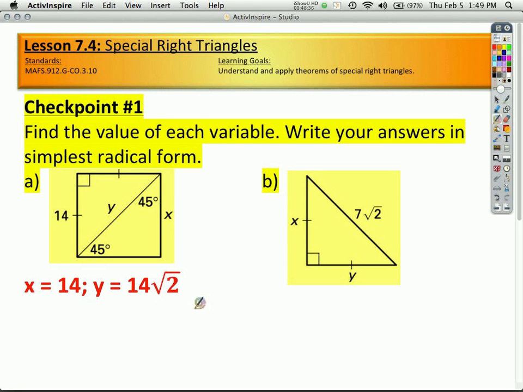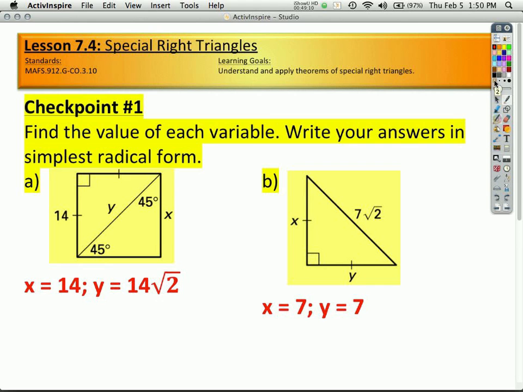Part B, what did you get? I got student 8, 1, and 4. Student number 8, what do you say? X equals 7, y. Okay, student number 1, what do you say? X equals 7, y. Student number 4, what do you say? X equals 7, y equals 7. That wasn't very difficult. So we did get thrown off a little bit by part A, though.